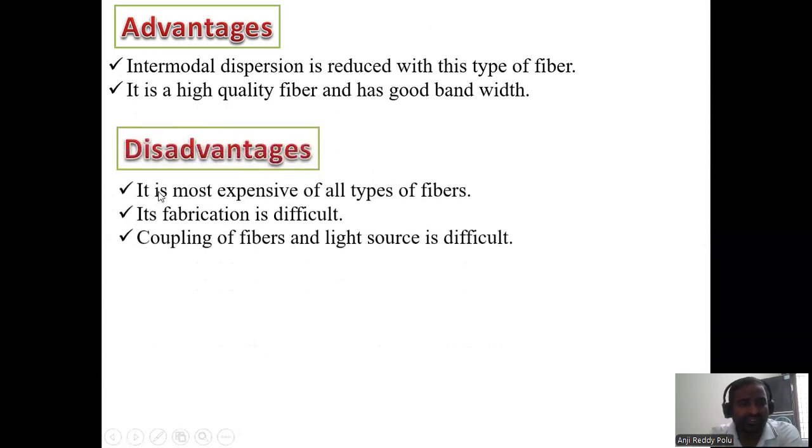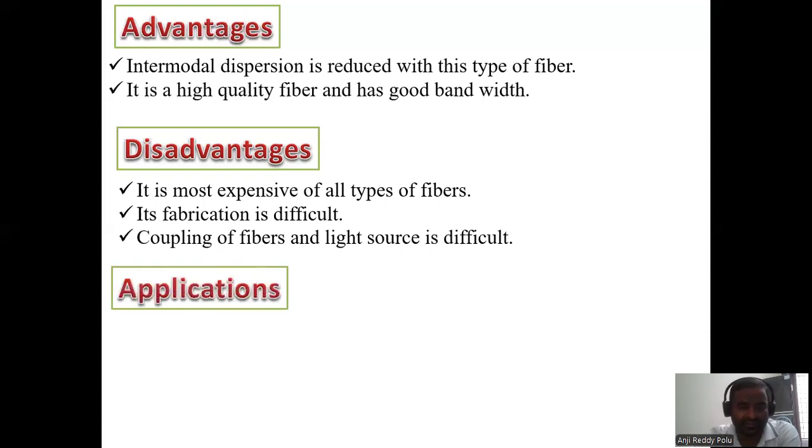Disadvantages: the first disadvantage is that it is the most expensive of all types of fibers, because we are making the core by changing the refractive index, which is not an easy thing. Its fabrication is also difficult. Coupling of fibers and light source is also difficult because the refractive index changes. By changing that refractive index at 5 to 10 micrometers, it is very difficult. That's why single mode is not possible in graded index.